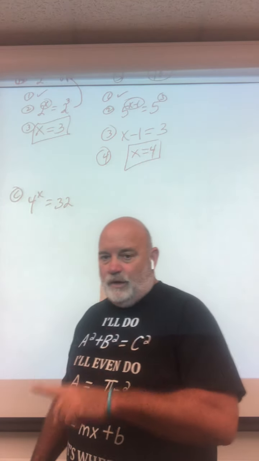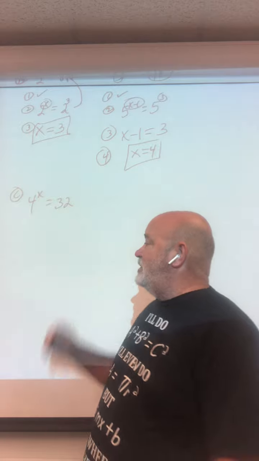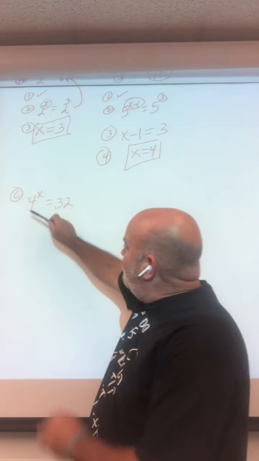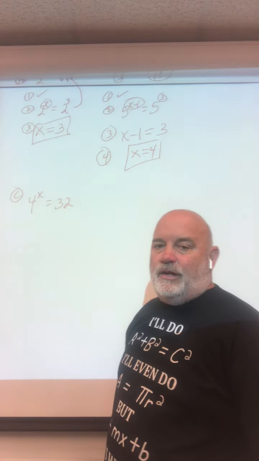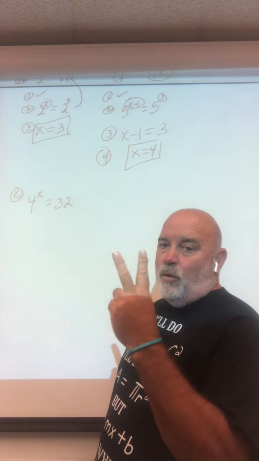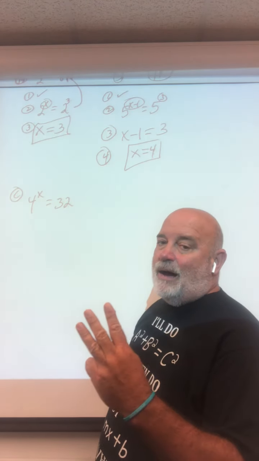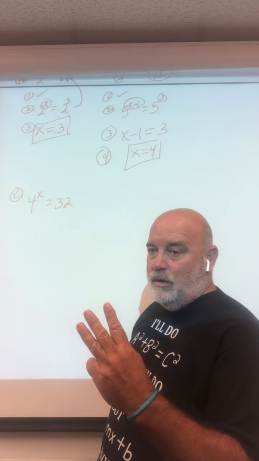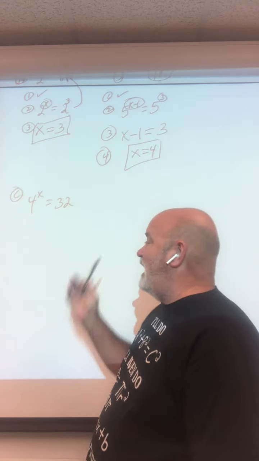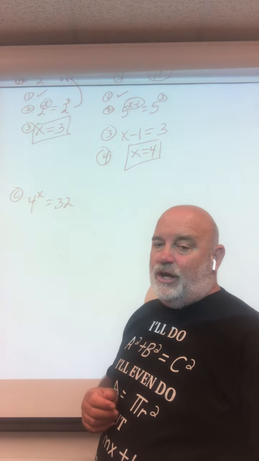Step 1, get one term on one side, one term on the other. That's done. Now, let me just show you, get a little ahead of myself. Try to do this one in your head. 4 to what power is 32? So let's see. 4 to the first power is 4. 4 to the second power is 16. 4 to the third power is 64. So you skipped over 32. So you say, well, you can't take 4 to a power and get 32. Yes, you can, and I'm about to show you that.